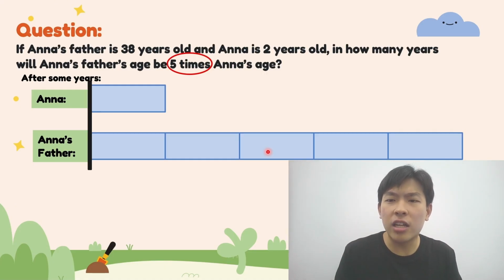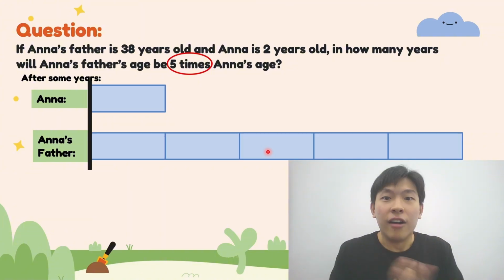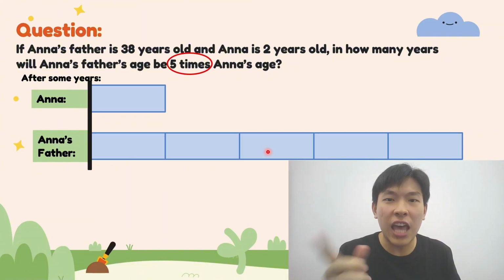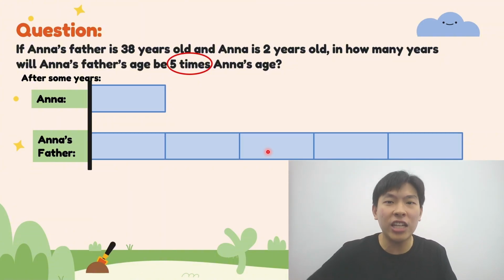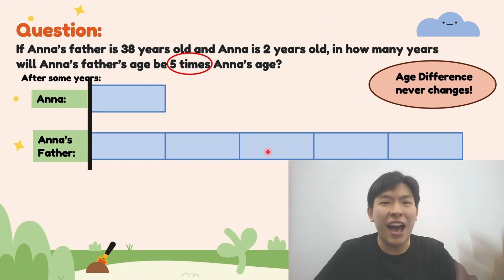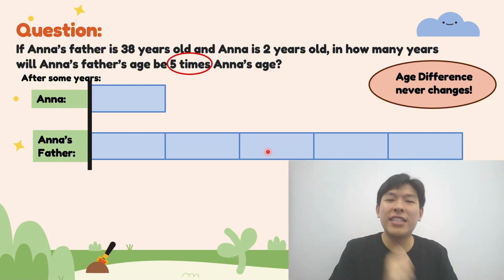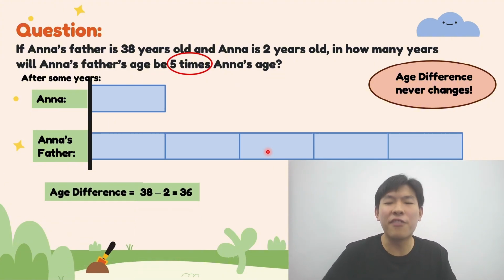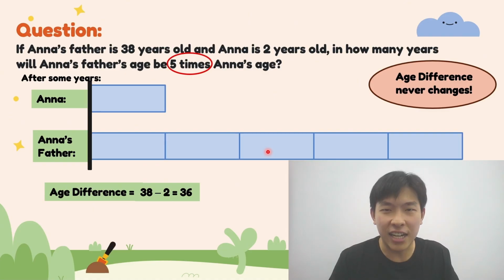We have Anna's father's age and Anna's age. Yes, we can get the age difference. And there is one thing that we learned about age difference. That is, yes, age difference never changes even after many years. So what is the difference in age? Perfect. 38 minus 2, that is 36.